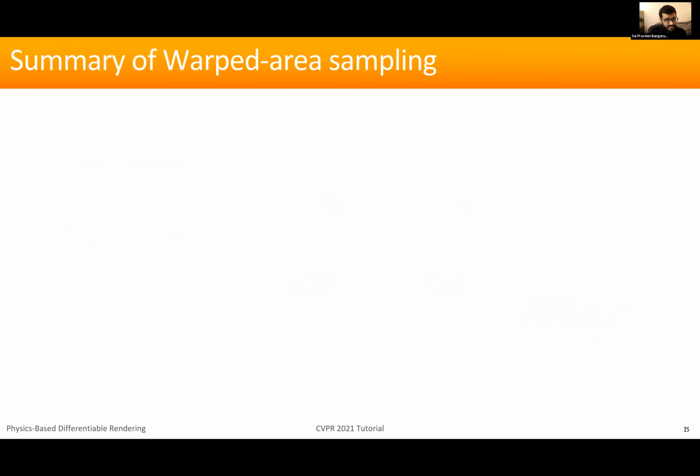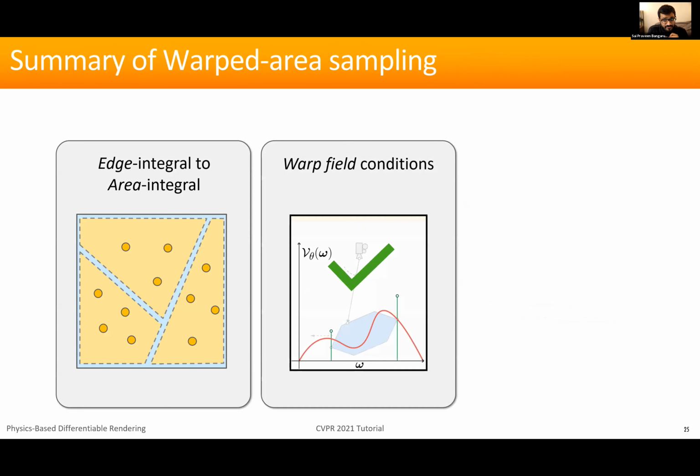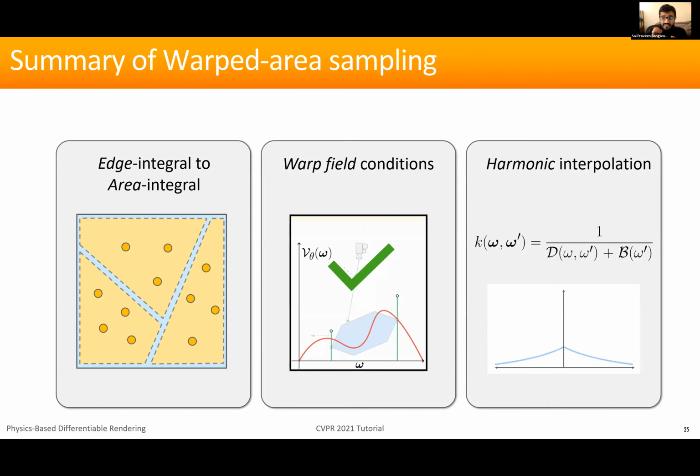So to summarize this warped area sampling method, we first applied the divergence theorem to convert the edge integral to an area integral. We then derived conditions for the warp field for it to be valid. And then we described one approach to computing such a warp field using harmonic interpolation. So in doing all of this, we avoid discontinuity sampling, but at the cost of additional convolution rays for each primary ray. Now, let's change gears and take a step back.